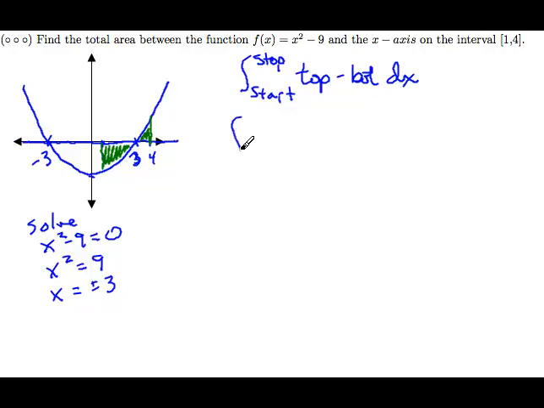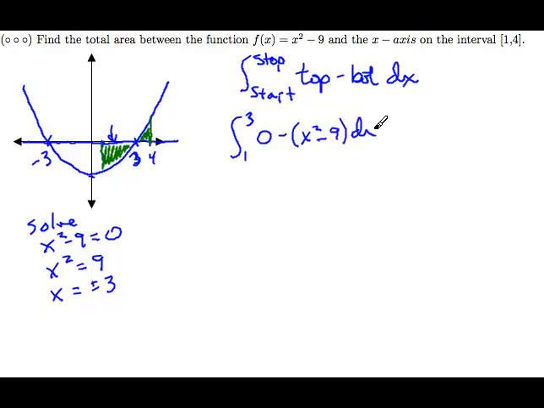That first area, this first one here, would have the integral from 1 to 3. I would start at x value 1, stop at 3. The top function on this region is the function 0, so that's not too hard to integrate. And the bottom function then is the parabola, x squared minus 9. And watch the parentheses on there.